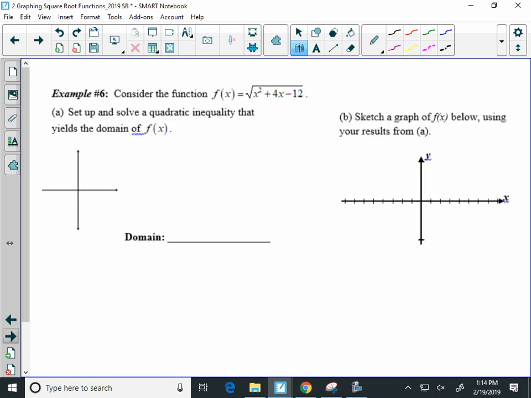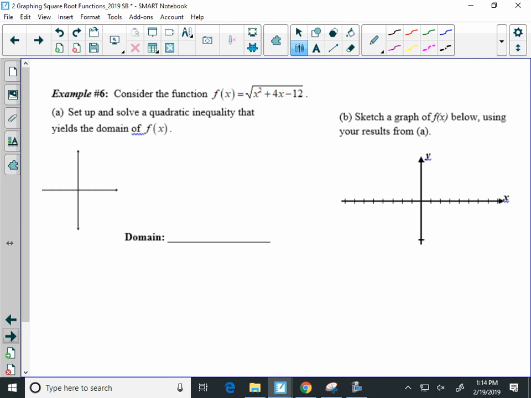Let's look at 6. So who loved quadratic inequalities last unit? Oh, that's a sign of love right there. We're going to bring back quadratic inequalities to help us find the domain of this problem. Now here's how we're going to do it. We have to find the domain of the square root of x squared plus 4x minus 12. I would make sure you pay attention here because this is bound to come back and follow you.